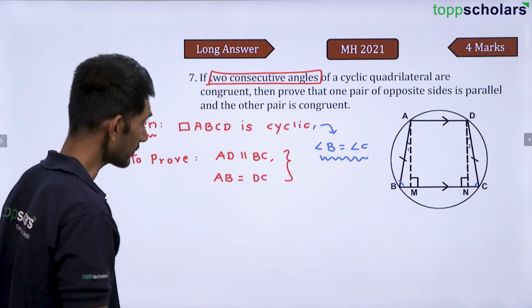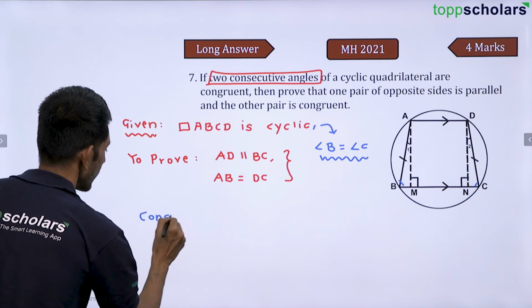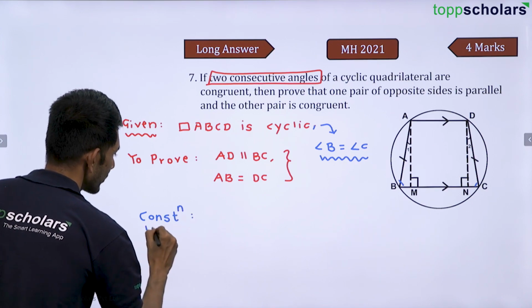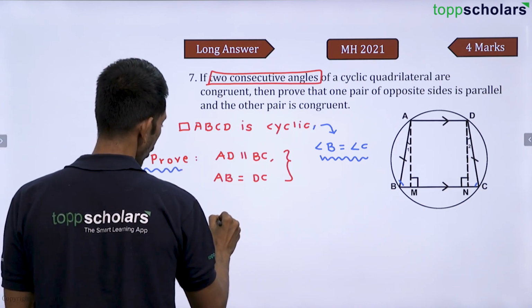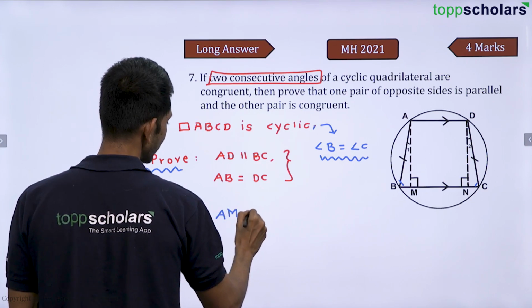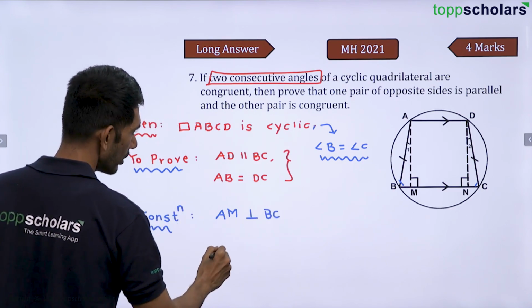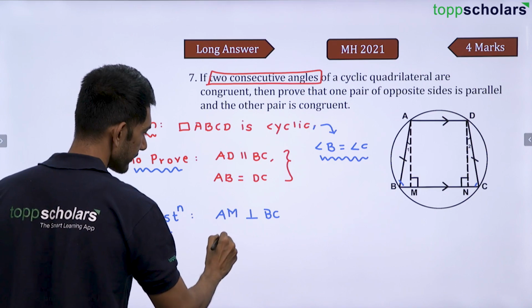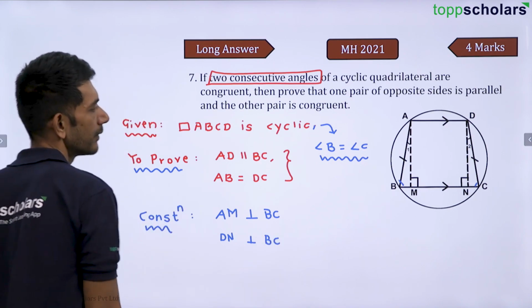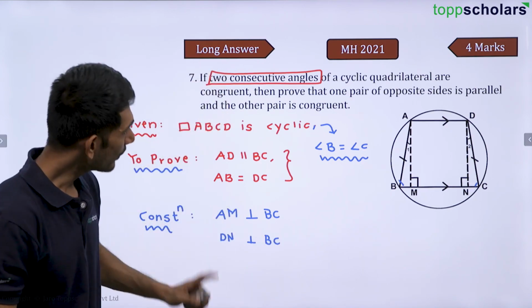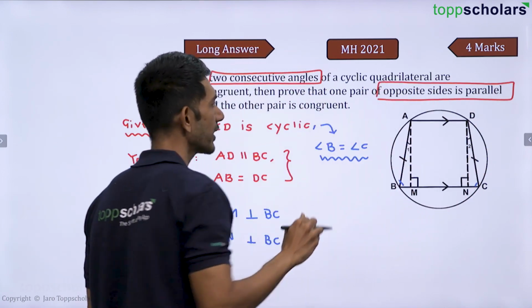Correct? Okay. So what is our construction here? We are going to construct something. What is our construction? Our construction is basically to draw perpendiculars. So we are going to draw AM. You can see those dotted lines, right? AM perpendicular to BC. And then we are going to draw DN perpendicular to BC. Correct? Okay, so now let us try to prove the first part, that is one pair of opposite sides is parallel. Let's try to prove that.